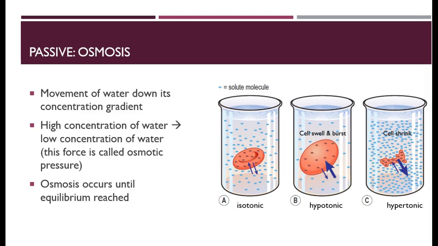Conversely, if the plasma water concentration falls so that the plasma becomes more concentrated than the intracellular fluid within the red blood cells, the plasma becomes hypertonic. Water passively moves by osmosis from the blood cell into the plasma, and the blood cells will shrink.